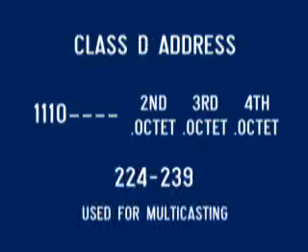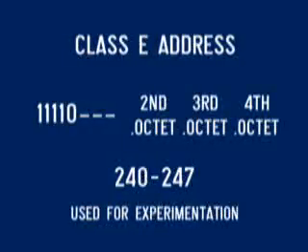A Class D address has a 1, a 1, a 1, and a 0 in the first 4 bits. Class D addresses are used for multicasting. And a Class E address has a 1, a 1, a 1, a 1, and a 0 in the first 5 bits. Class E addresses are used for experimentation.